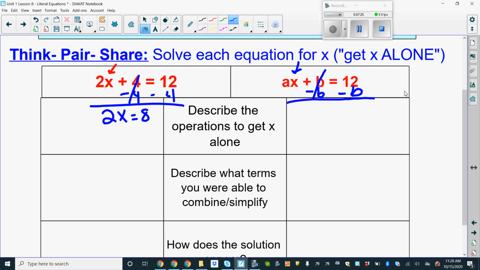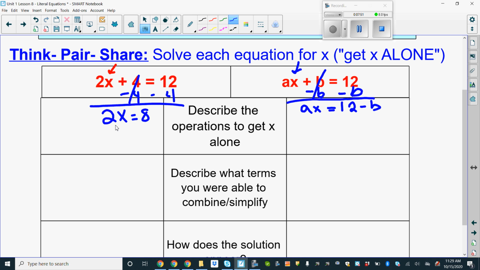So on the left side, you're still left with ax equals. Now 12 minus b we cannot do because they're not like terms. One's a 12, which is a number, and b is a variable. So since they're not like terms, you're just going to leave it as 12 minus b because you can't solve it. So you have to leave 12 minus b.